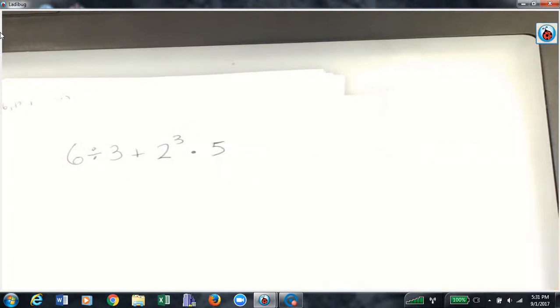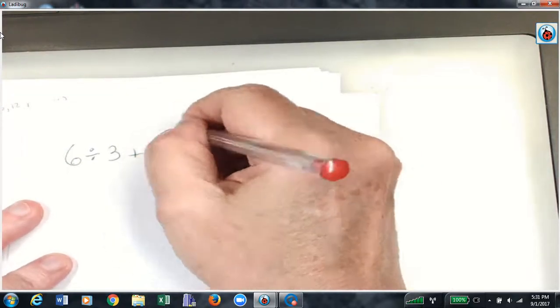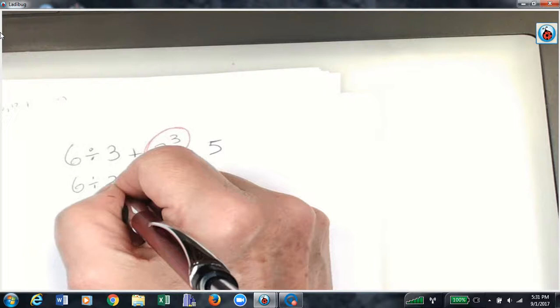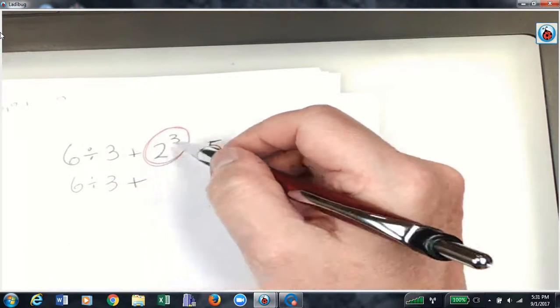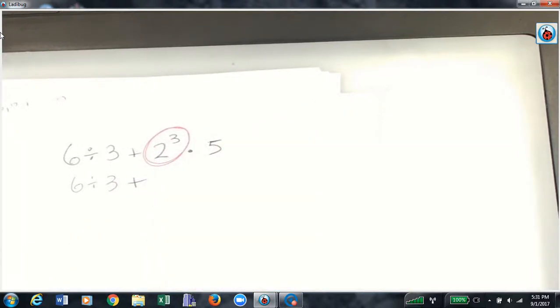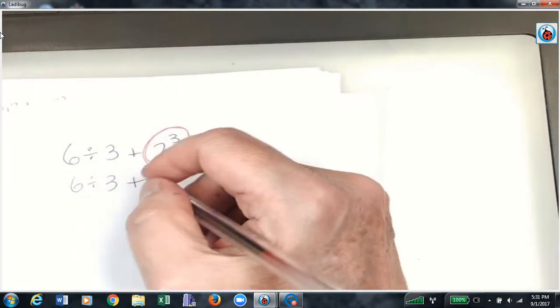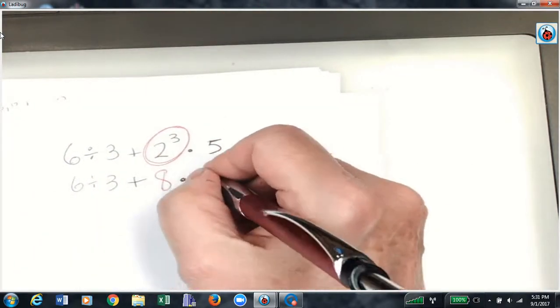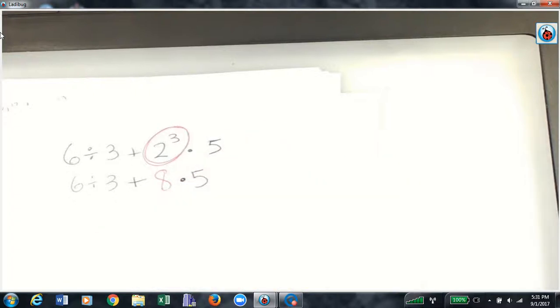So I have to take care of that first. So let me get my red pen. So that is what has to be done first. So I'm going to copy everything else. And 2 cubed is 2 times 2 times 2, 2 times itself 3 times. So that'll be 8. Okay, so I've done that.